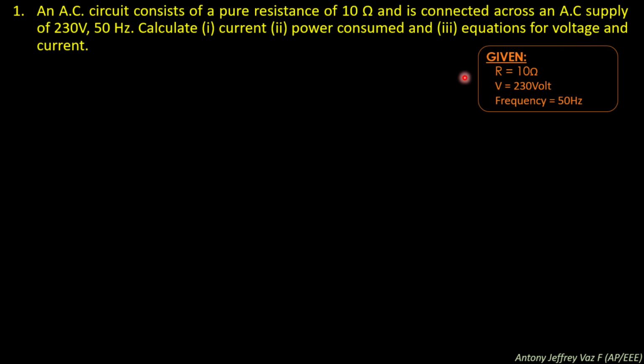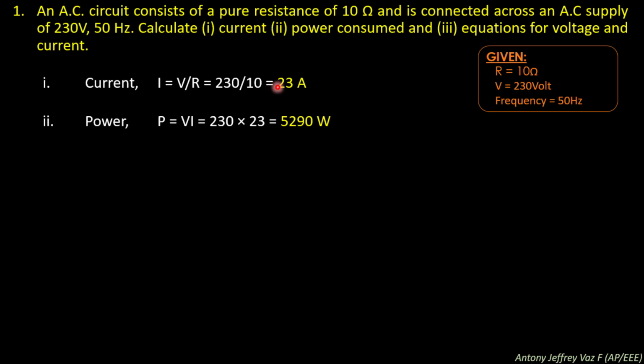Here the given are the resistance value is 10 ohm, the supply voltage is 230 volt and the frequency of the AC supply is 50 Hz. Current I is equal to V divided by R. This is nothing but Ohm's law. So you know the voltage is 230 volt and the resistance is 10 ohm. So you will get a current of 23 amperes.